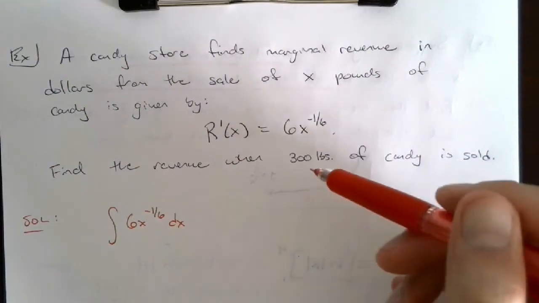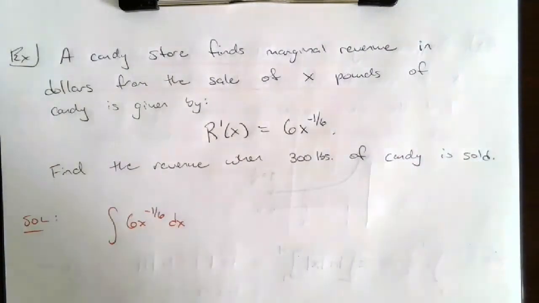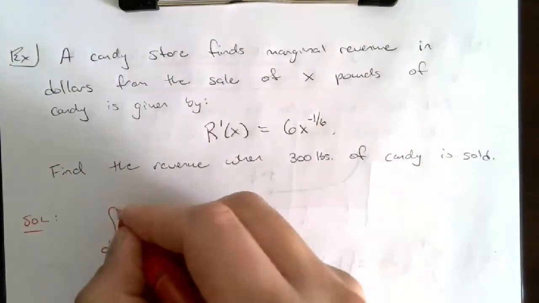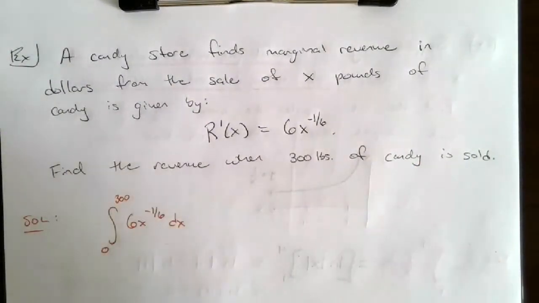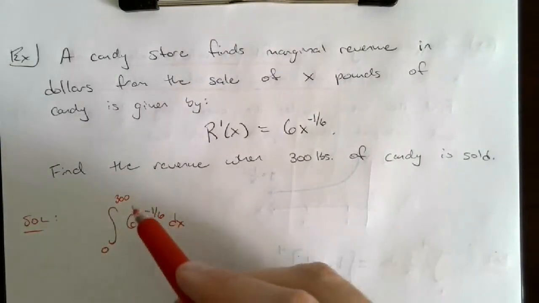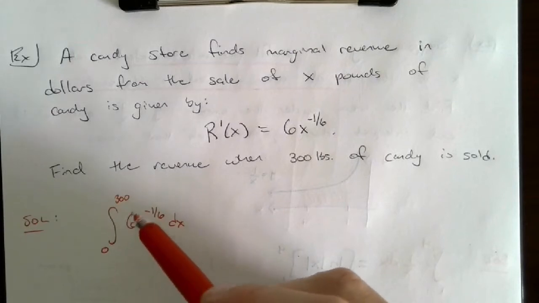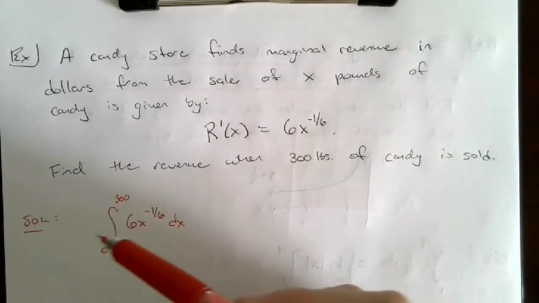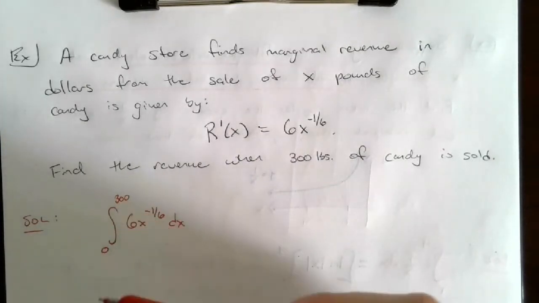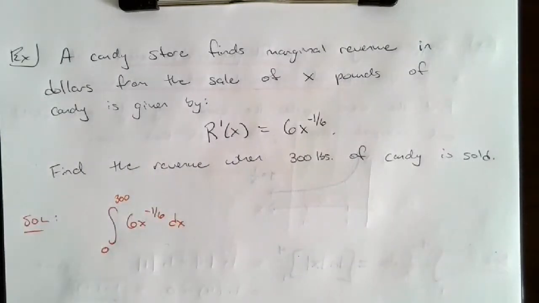Well, really what it's saying is, you started off by selling 0 pounds of candy. So your lower limit of integration is 0, and the upper limit is 300, right? So you're selling 0 pounds of candy up to 300 pounds of candy. The area under this curve will give us the revenue once you evaluate this definite integral. It also gives you the net change in revenue if this curve ever went negative. In this case, it wouldn't, because when you have x to a power, those values will always be positive.